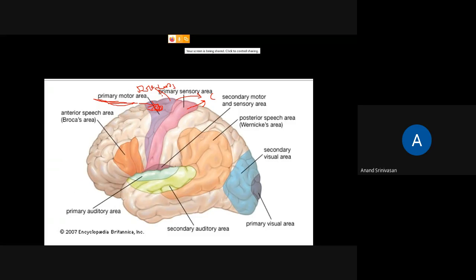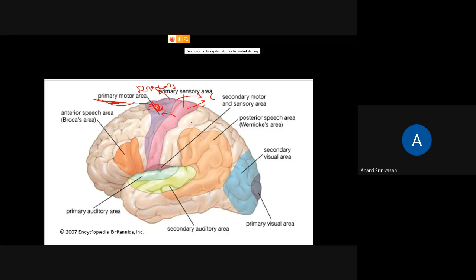Whatever impulses we feel, suppose an insect is climbing on our leg, we will realize the sensation. It travels fast to the spinal cord, and from the spinal cord it goes to the thalamus, and from the thalamus to the cerebral cortex. Then we realize there is a sensation in our leg. Then the motor actions take place. From the sensation, the information is interpreted and sent to the motor part.